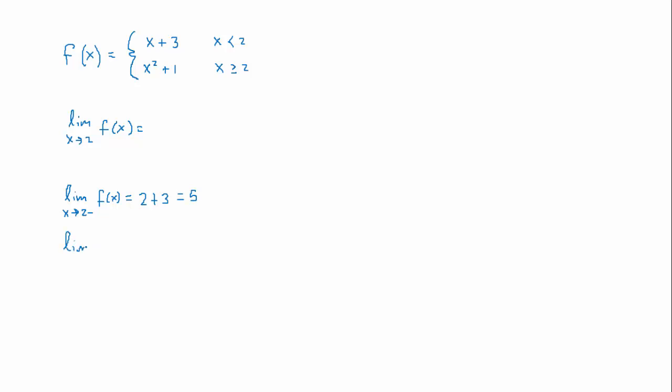And then we would check the right-hand side, so x is approaching 2 from the right, which means that we are at values that are larger than 2, x greater than 2, so we're using this equation, and we just substitute the 2 in for the x there. It gives us 2 squared plus 1, which also equals 5. So since the left and the right hand side both equal 5, we can conclude that our two-sided limit here equals 5 as well.